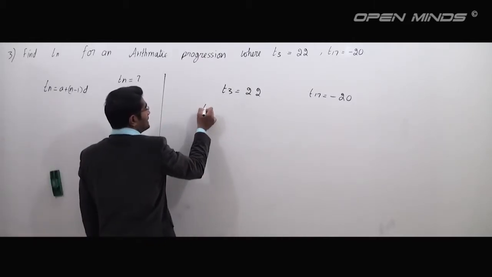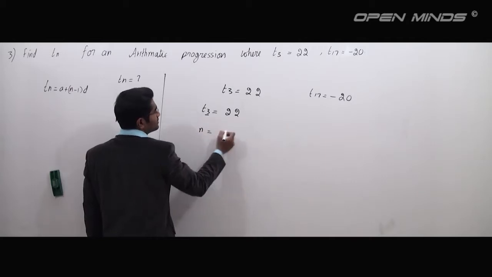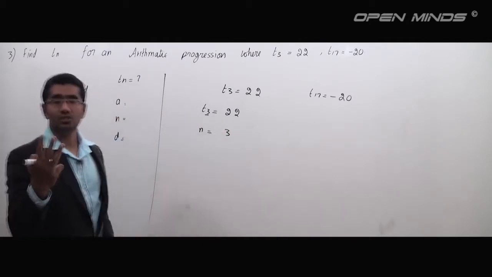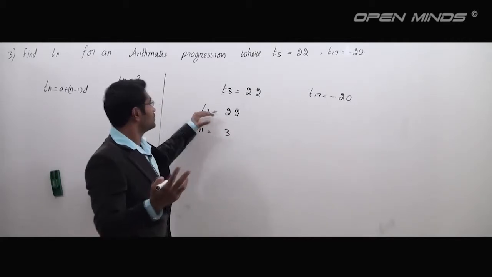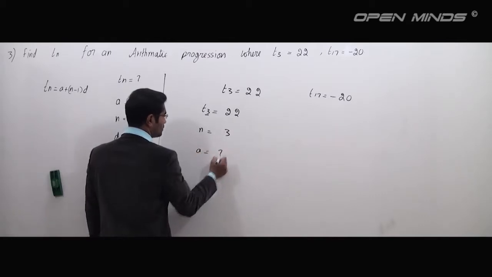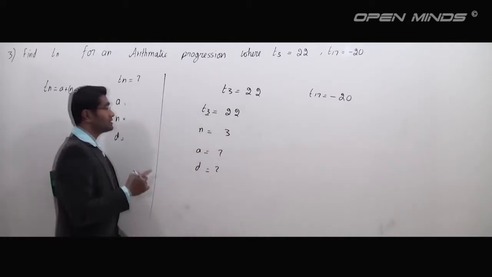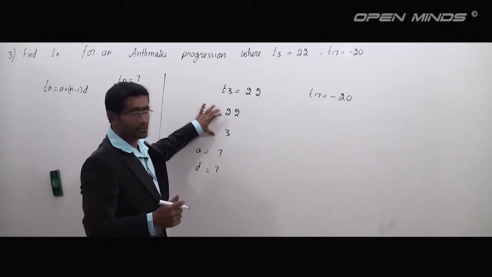What do you mean by T3? T3 is 22, we understand that. This 3 means n is nothing but 3. It means it's the value of the third term, all right? So n is 3 and the value of the third term is 22. That's what we understand. Then, who's a? I don't know. Who's d? I don't know. Can I still substitute these two? At least out of 4, 2 I know, right? So can I substitute these?